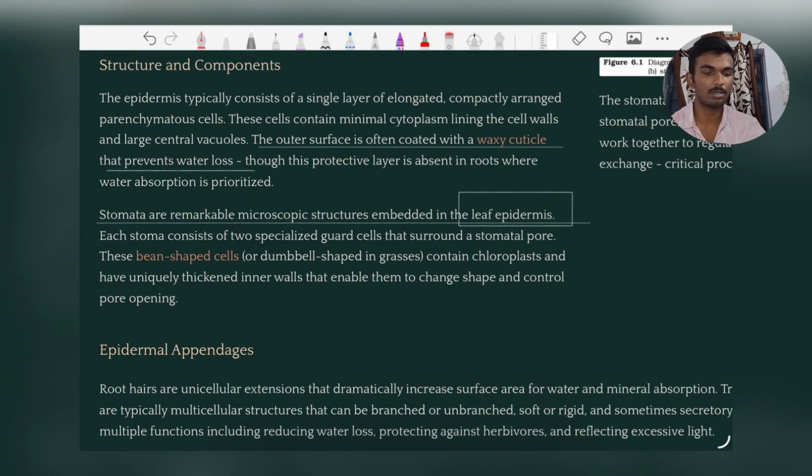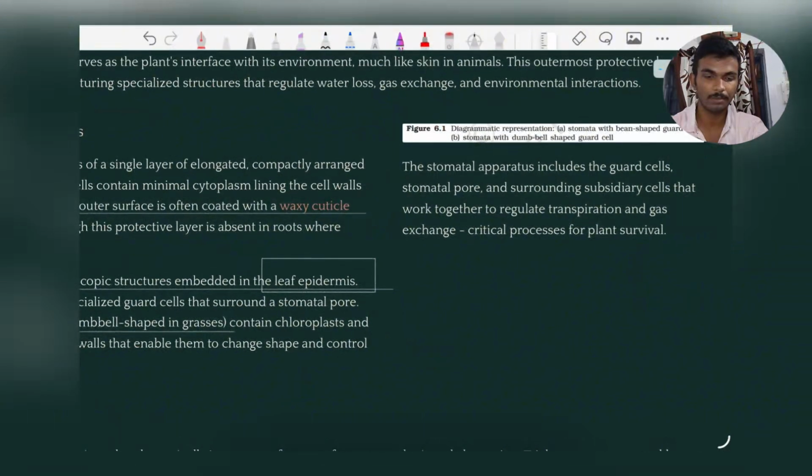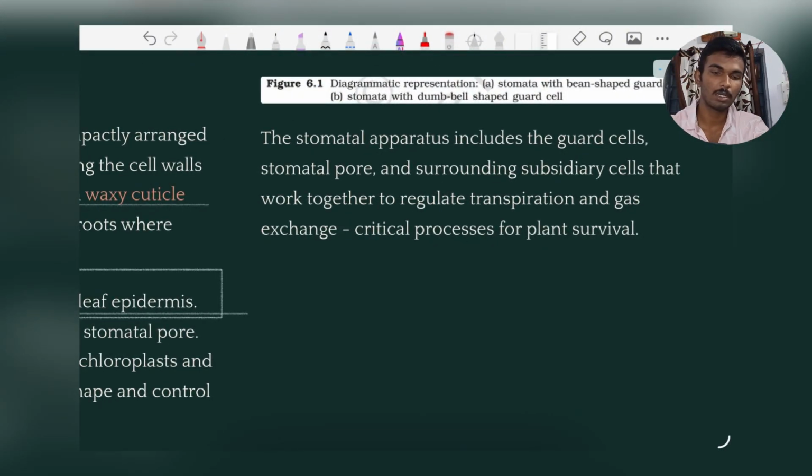Now each stoma consists of two specialized guard cells that surround a stomatal pore. These bean-shaped cells, or dumbbell-shaped in grasses, contain chloroplasts and have uniquely thickened inner walls that enable them to change shape and control pore opening. The stomatal apparatus includes the guard cells, stomatal pore, and surrounding subsidiary cells that work together to regulate transpiration and gas exchange, a critical process for plant survival.